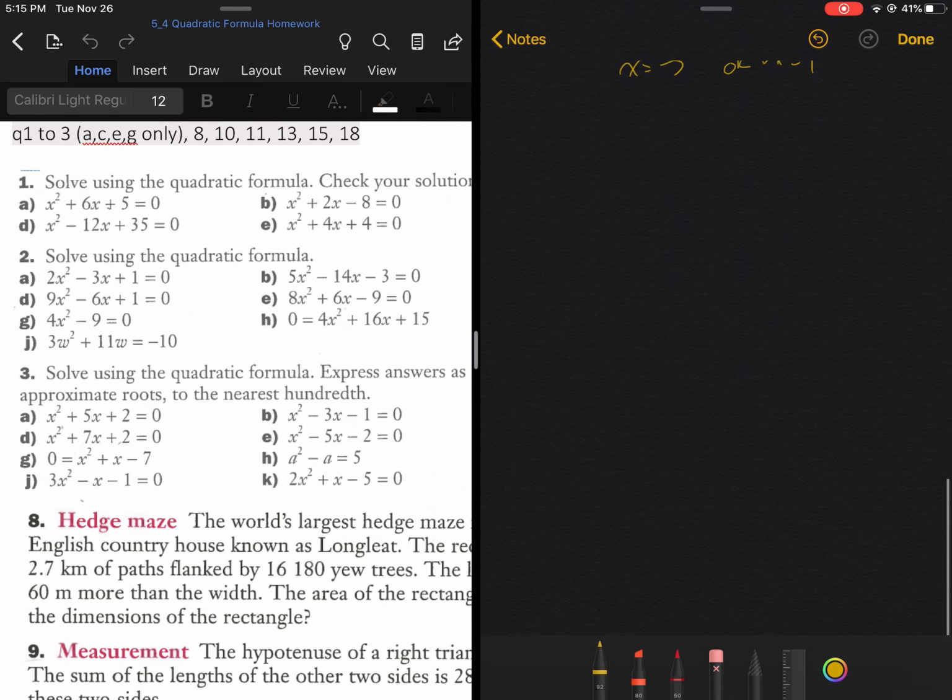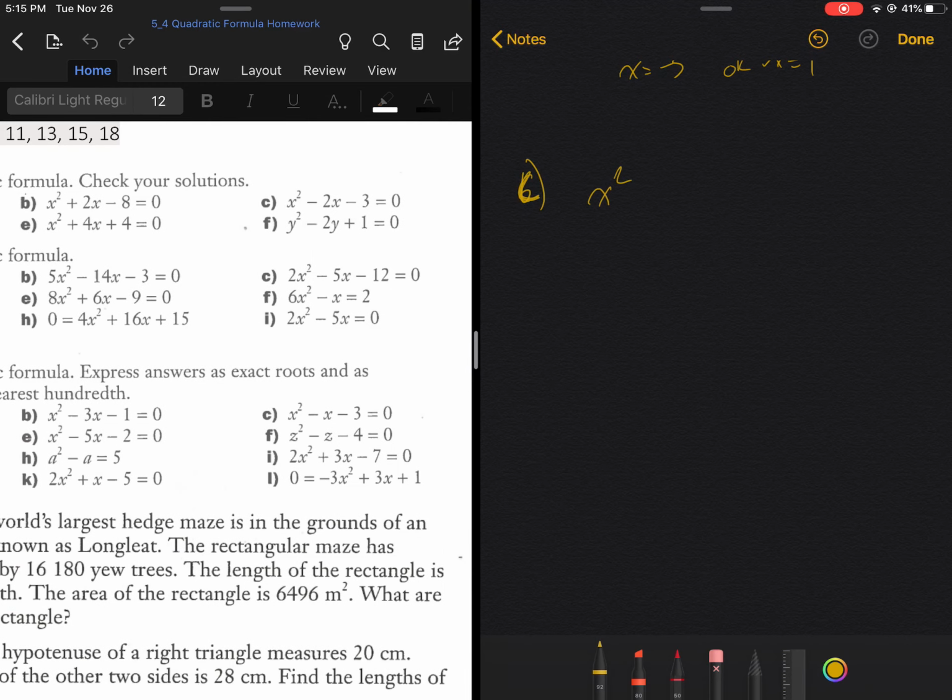What was easier, factoring or using a formula? I would say factoring. But anyway, that's 1a. Let's look at 1c. Not b, we're going to look at c. X squared minus 2x minus 3 equals 0. Okay, how do we solve this?